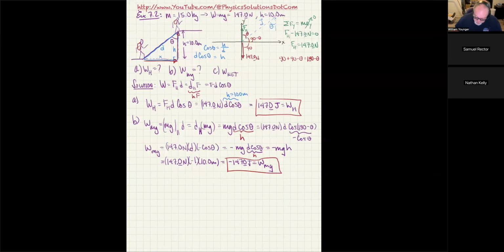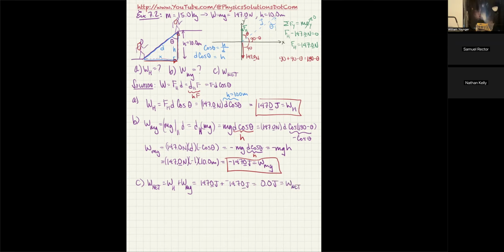All right, now part C is just the W net, and I'm going to calculate W net the same way I did last time. I'm just going to add up the W's. So for part C, W net is equal to W of the hiker plus W due to gravity, and that is equal to 1,470 joules plus negative 1,470 joules, which equals 0.0 joules equals W net.